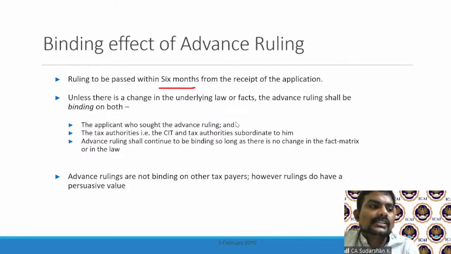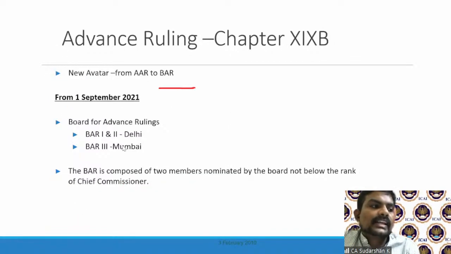But from an examination standpoint, a question can come as to what is the constitution of BAR, whether the ruling is binding on all other taxpayers. No, the ruling is binding only on the taxpayer who has applied.